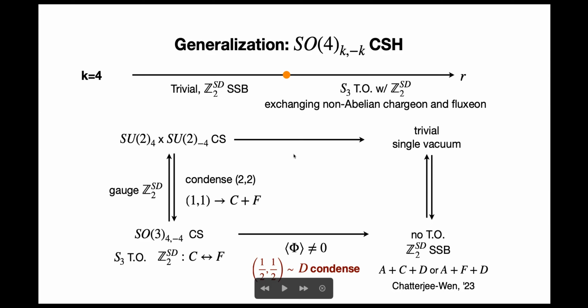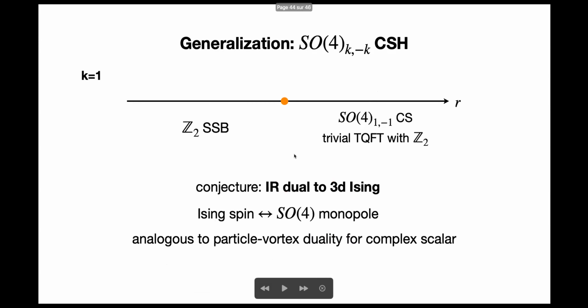There is probably much literature that computed this, but this paper from Ya and Zheng has built it up explicitly. You see that one condensation is A plus C plus D, the other is A plus F plus C, and these two are mapped into each other under this self-duality symmetry. So indeed, you will have some spontaneous breaking of this self-duality symmetry, even though the fluctuation, the D, is actually a singlet under this self-duality symmetry.